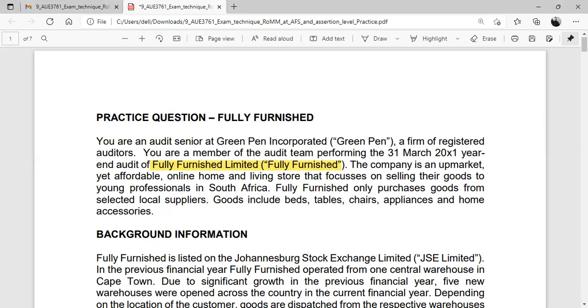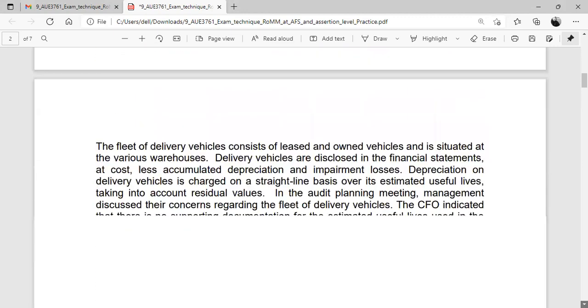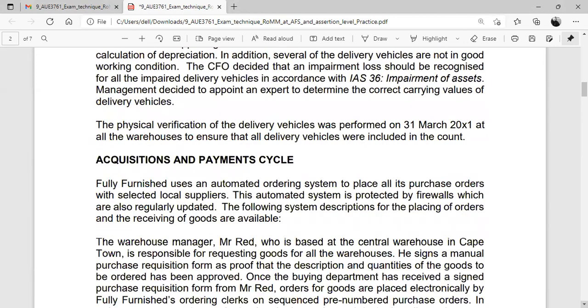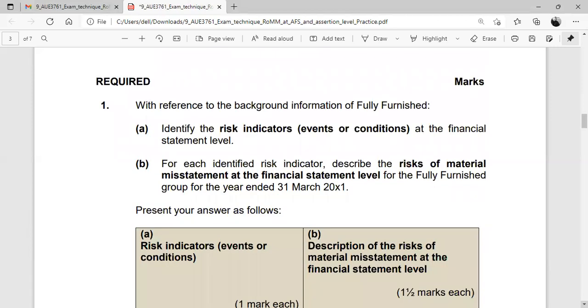So let's read the background information. But before I read the background information, let's establish what exactly is required, so that when you read the background information, we are able to highlight some important points. Okay, so required number 1, with reference to the background information of Fully Furnished, identify the risk indicators at financial statement level.